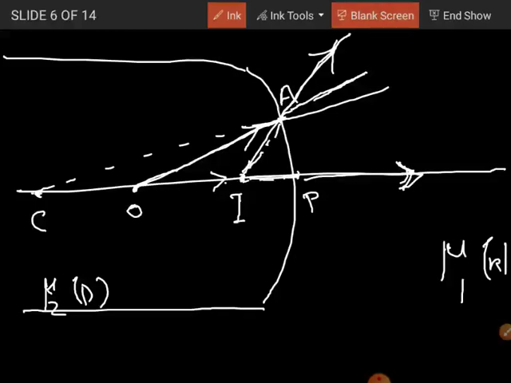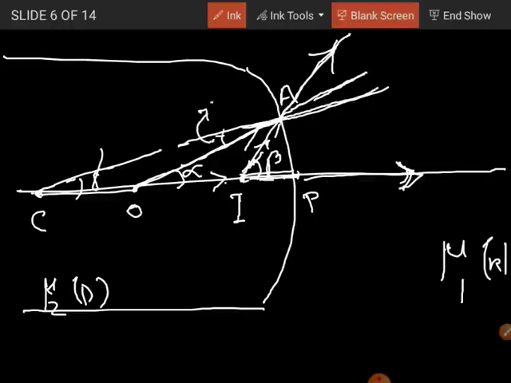The angle formed by the incident ray and the principal axis, we call alpha. The angle formed by the refracted ray and the principal axis, we call beta. The angle formed by the radius of curvature with the principal axis, we call gamma. The angle formed by the incident ray with the normal is the angle of incidence, denoted by I. The angle formed by the refracted ray with the normal is the angle of refraction.